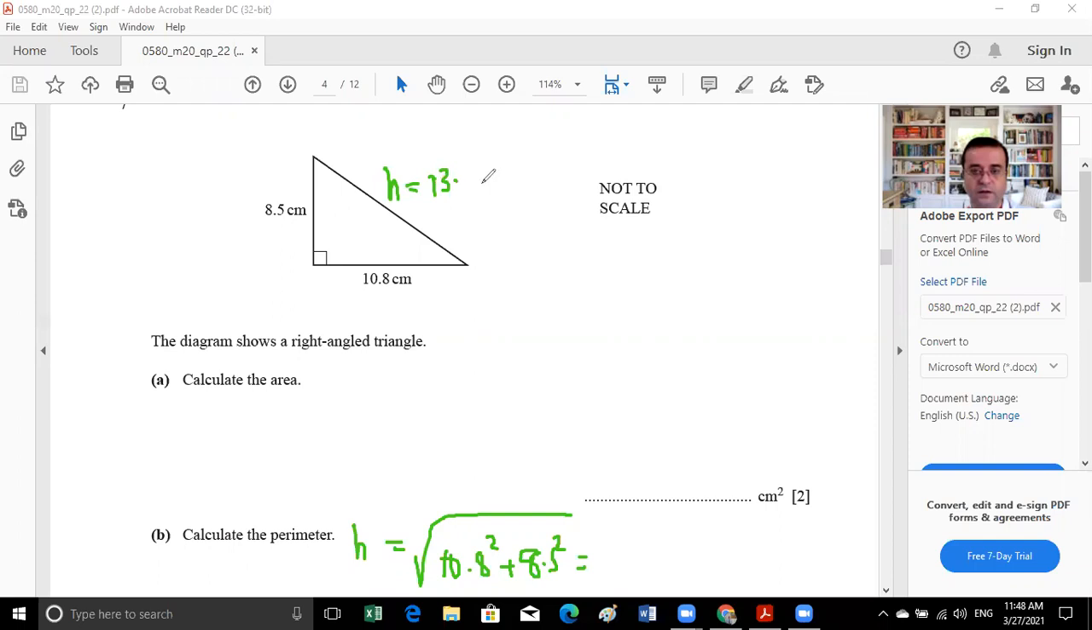13.7. And then the perimeter, this plus this plus this. 33. 33.3. Okay, good. Very good. Done. Okay. Any question so far? No. Done. Okay.